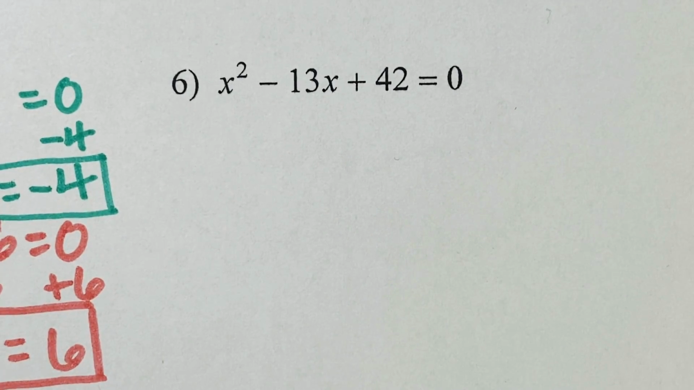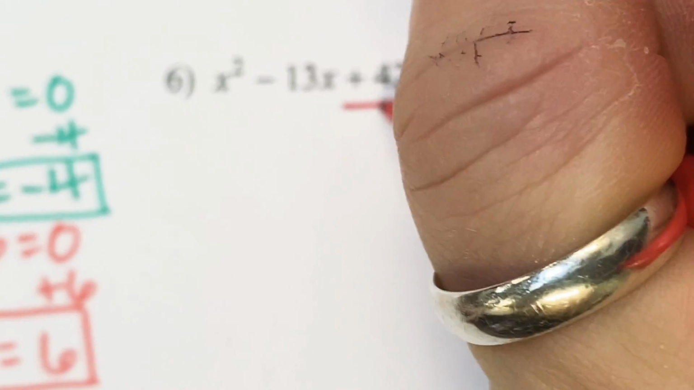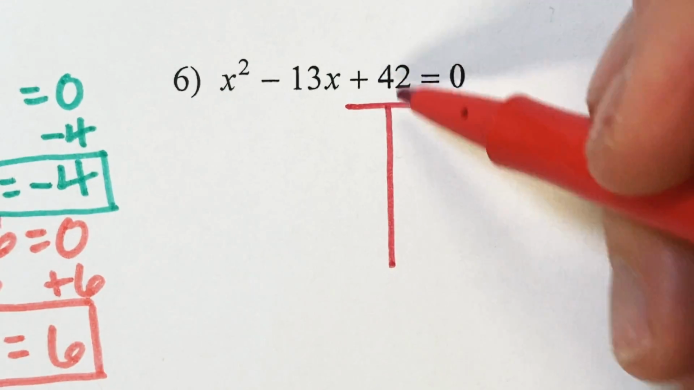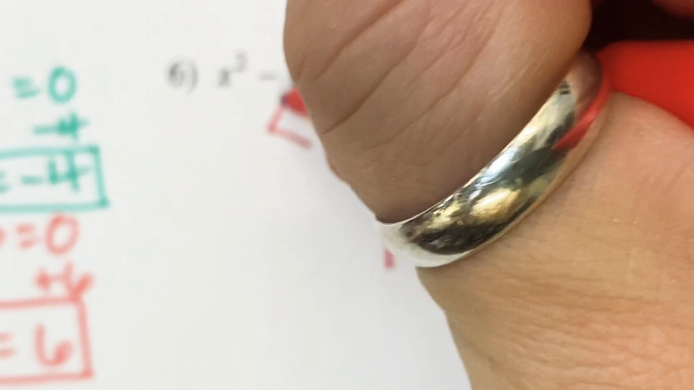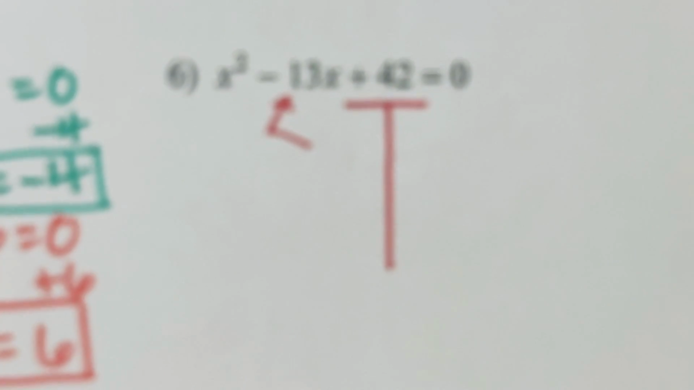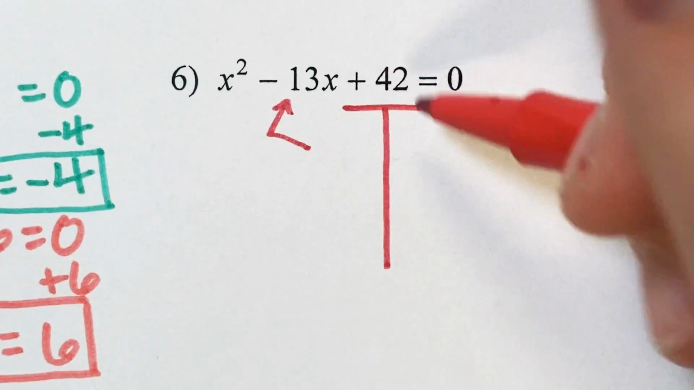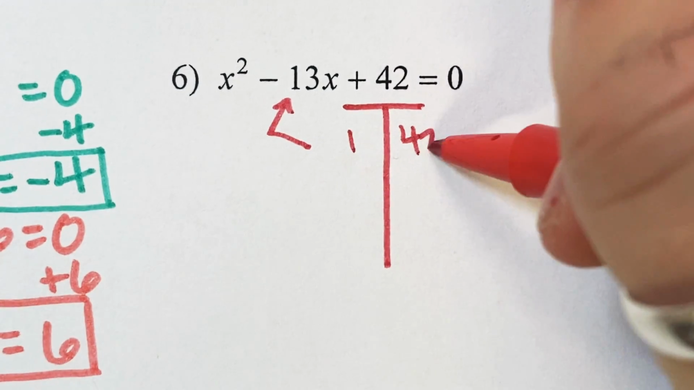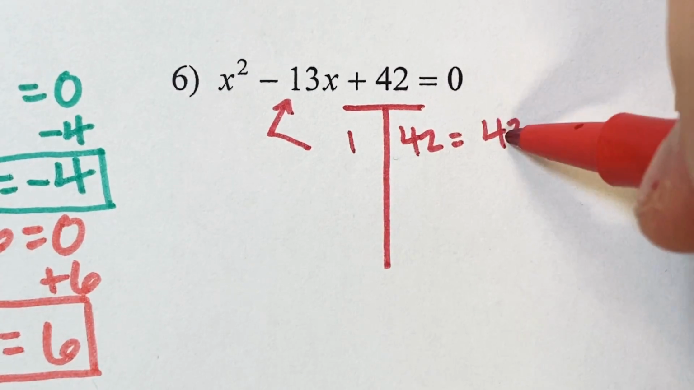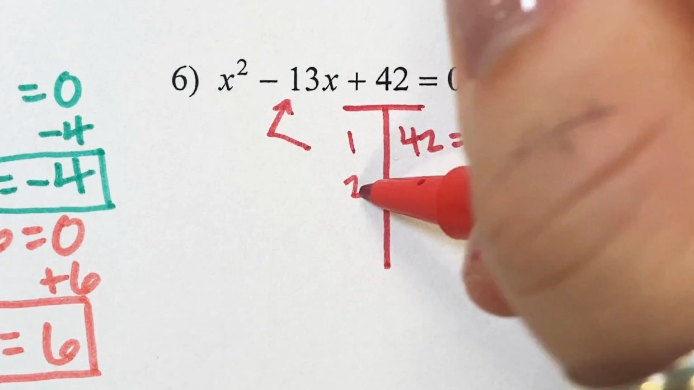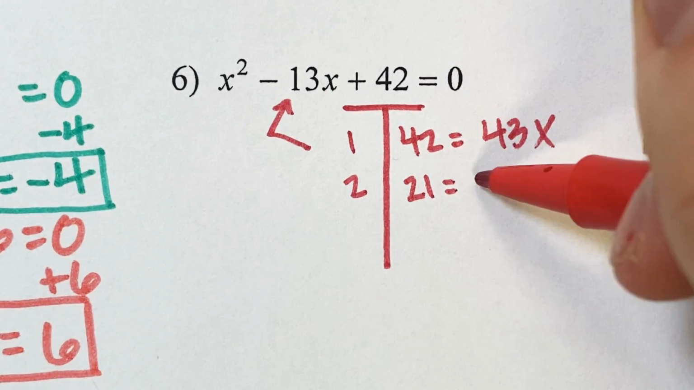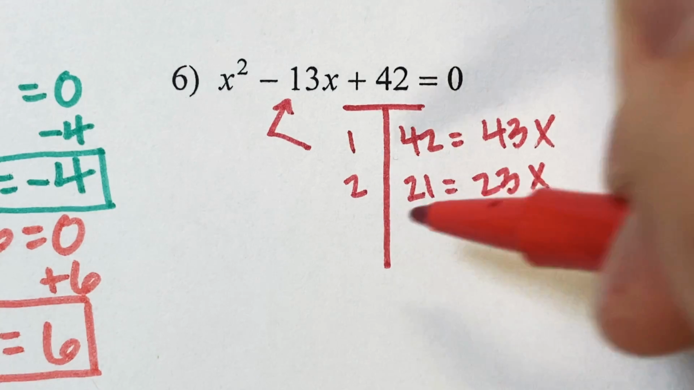Okay, let's look at number 6. So we have a positive 42. So we need two numbers that multiply to give me positive 42, but are going to add together to give me negative 13. Okay, so let's just try and find some. So we have 1 and 42. 1 plus 42 is 43, so no. 2 and 21, that's going to give me a 23, no.